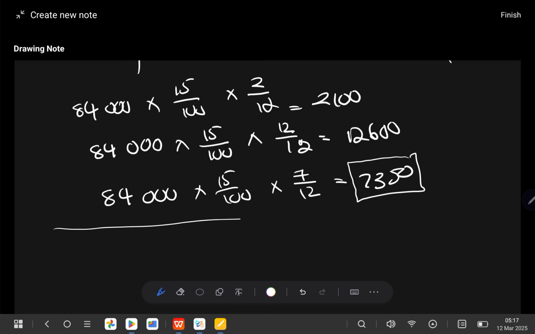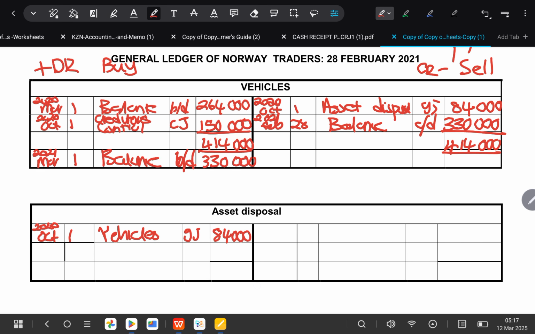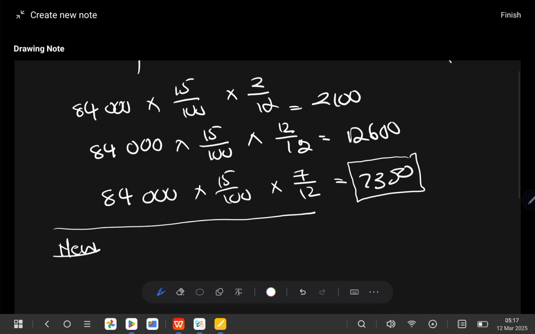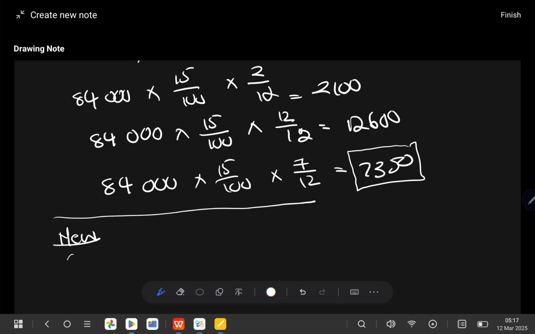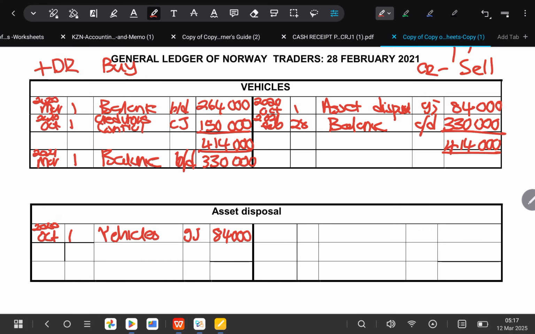Then we must also calculate the depreciation for the new one. Remember, when was the new one bought? The new one, according to our information, it was bought on the 1st of October, and it was with us from October up until the end of the year. Remember, it's going to be October, November, December, January, February. It's 5 months. So we're going to say 150. Let me just confirm if it's 150.